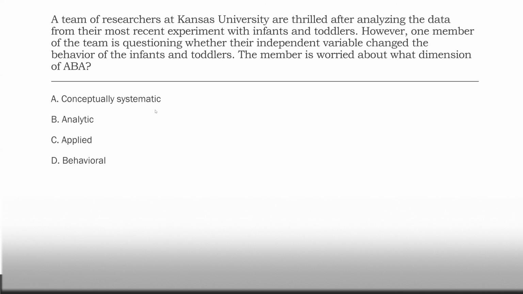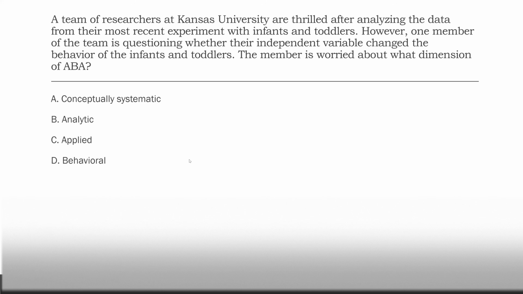Are they worried about A, being conceptually systematic? We don't know anything about the intervention they used. We don't know if they were conceptually systematic; if they weren't, there's no information there. So we can't reliably say A without more information. B, analytic. Well, this is what we're looking for, right? The member is worried about being analytic. He wants to make sure they have experimental control and that there's a functional relation. If their IV is not affecting the behavior, they're not adhering to the dimension of analytic. Do we pick B and move on? No, we read all of our answer choices.